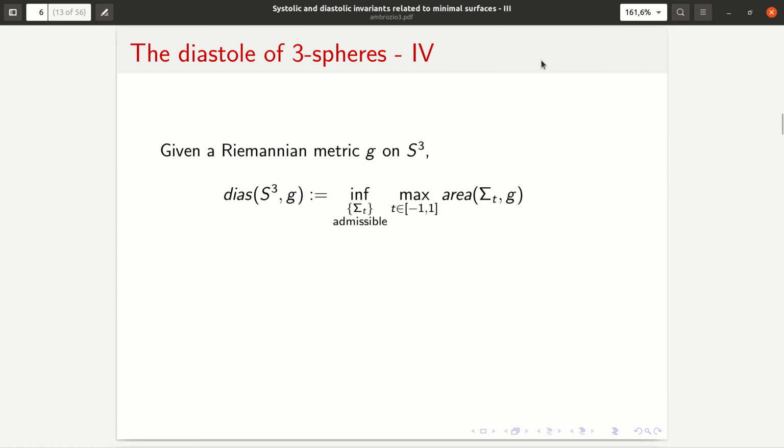Now I will introduce a Riemannian metric and start doing some measurements. For each admissible family, I will compute the maximum of the area of the two spheres in this family, and then I will take the infimum over all admissible families. If I do this computation with respect to the metric g, the number I get is what I will call in this talk the diastole of S3 with respect to the metric g.